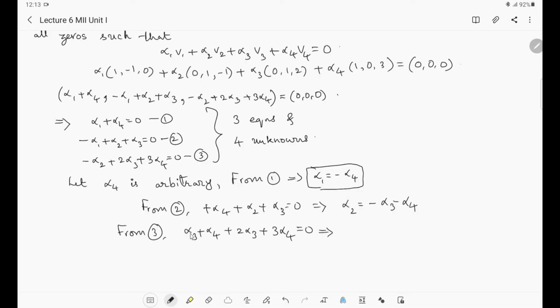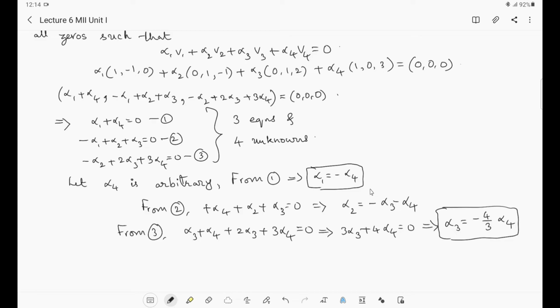Now let us simplify this. How many alpha 3s are there? Here 1, here 2. So 3 alpha 3, plus how many alpha 4s are there? 4 alpha 4s are there, plus 4 alpha 4 equals 0. Now this implies alpha 3 will be minus 4 by 3 alpha 4. So we got alpha 3 in terms of alpha 4. What is the meaning? If we select alpha 4 to be 1, then alpha 3 will be minus 4 by 3 into 1, which is minus 4 by 3.